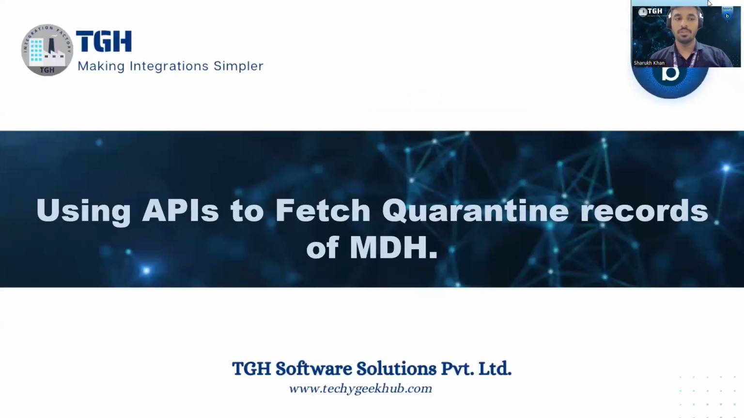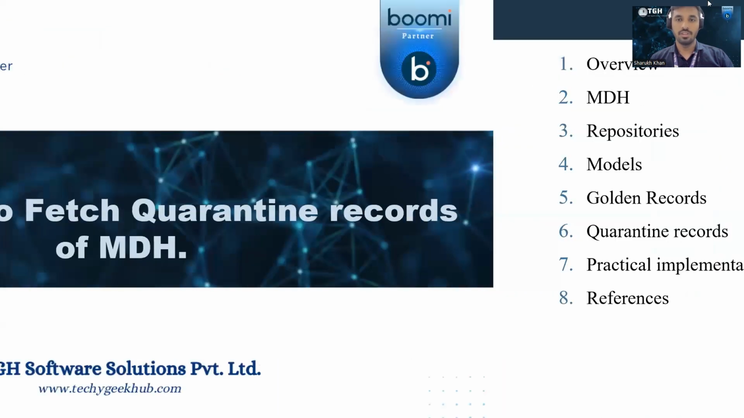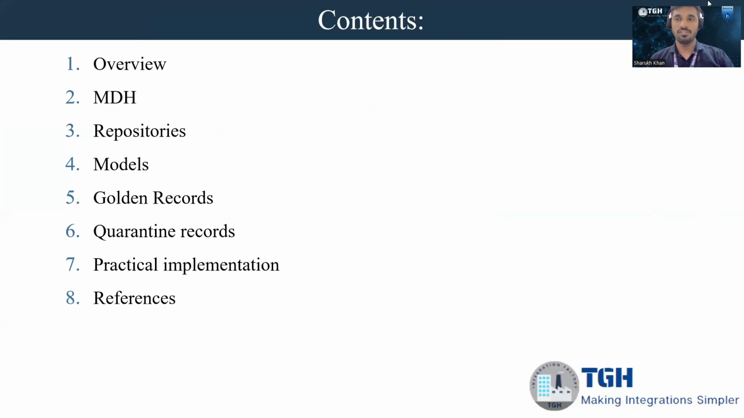So today I am going to give a tech talk on how, by using APIs, we can fetch the quarantine records of MDH. So these are some of the contents which we are going to learn: overview, MDH, repositories, models, golden and quarantine records, and we will do the practical implementation in Boomi, and some references.